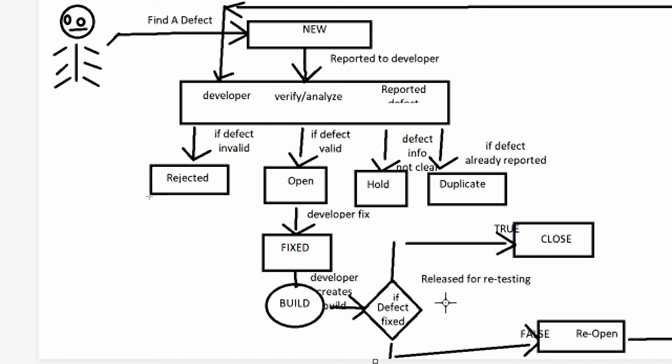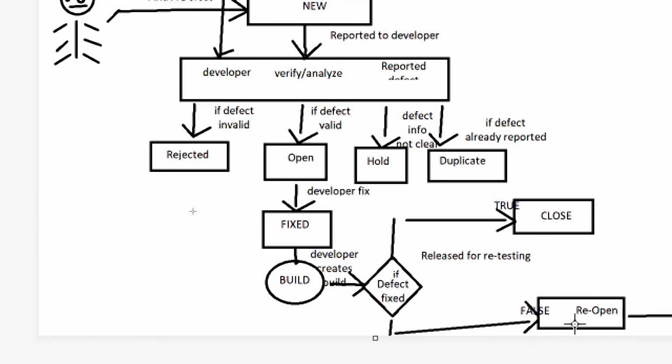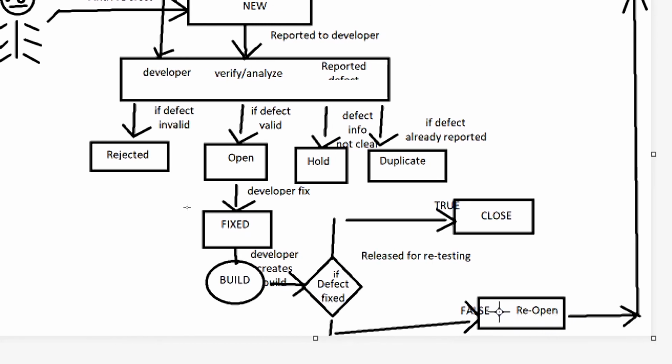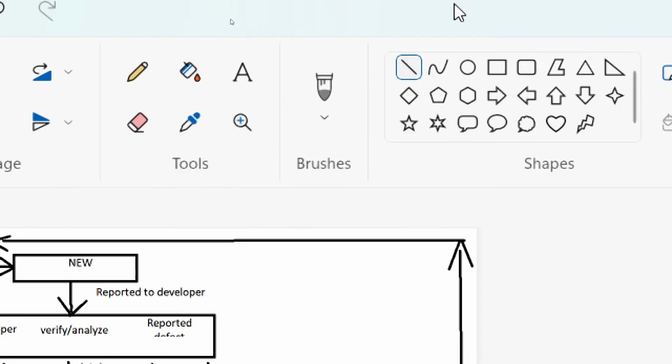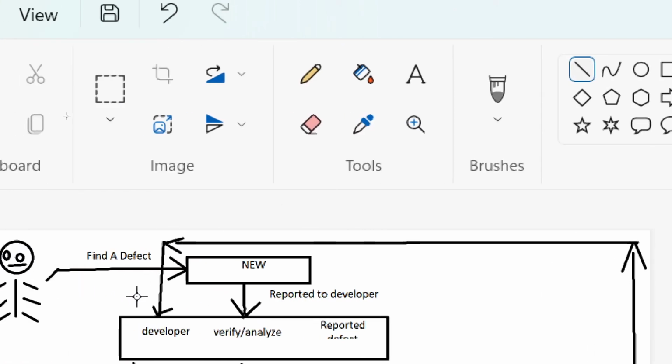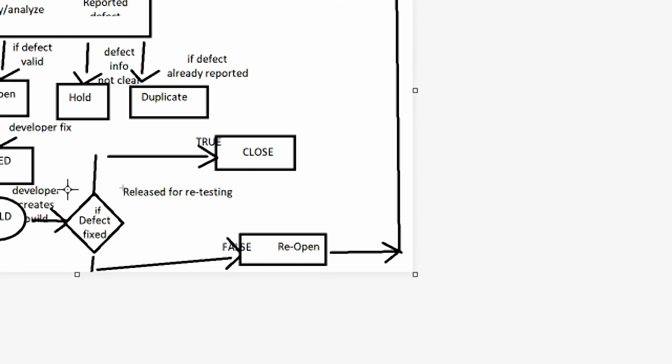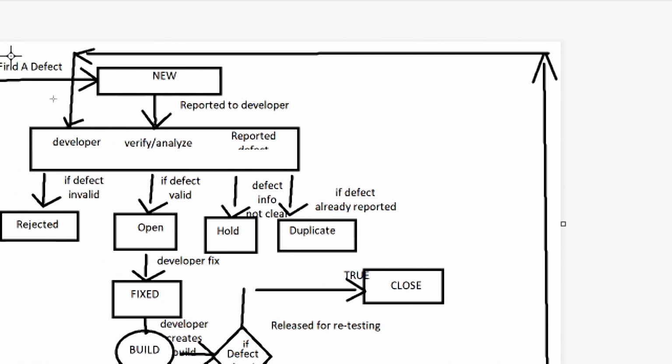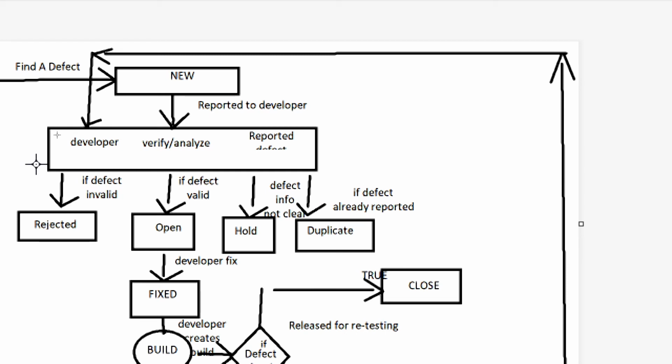If it is not working properly after the retesting, then we are going to reopen that same defect and assign it back to the developer only. Here you can see, once the defect got fixed, it is ready for retesting. After retesting, if it is working fine, the status will become close. If it is not working fine, we are going to reopen the defect and assign it back to the respective developer. Then he starts working on it again.